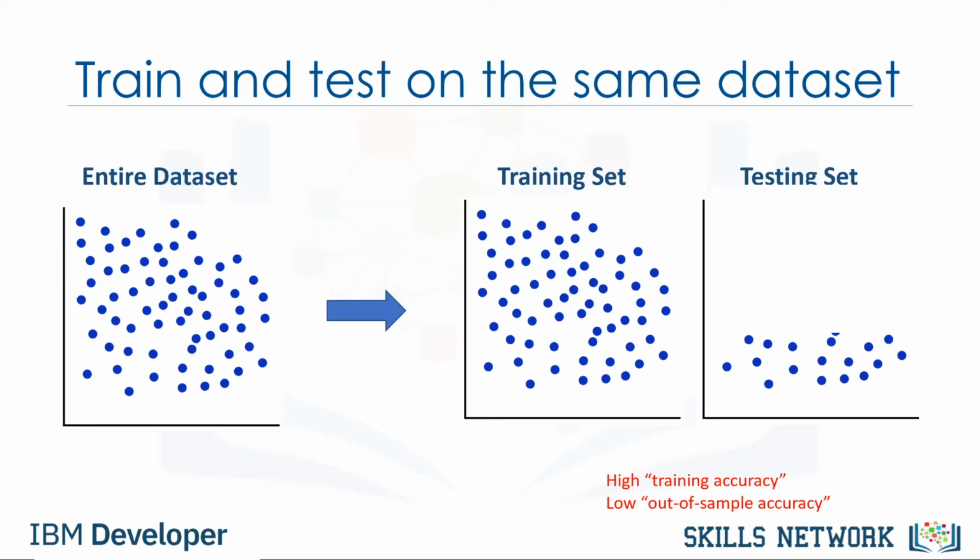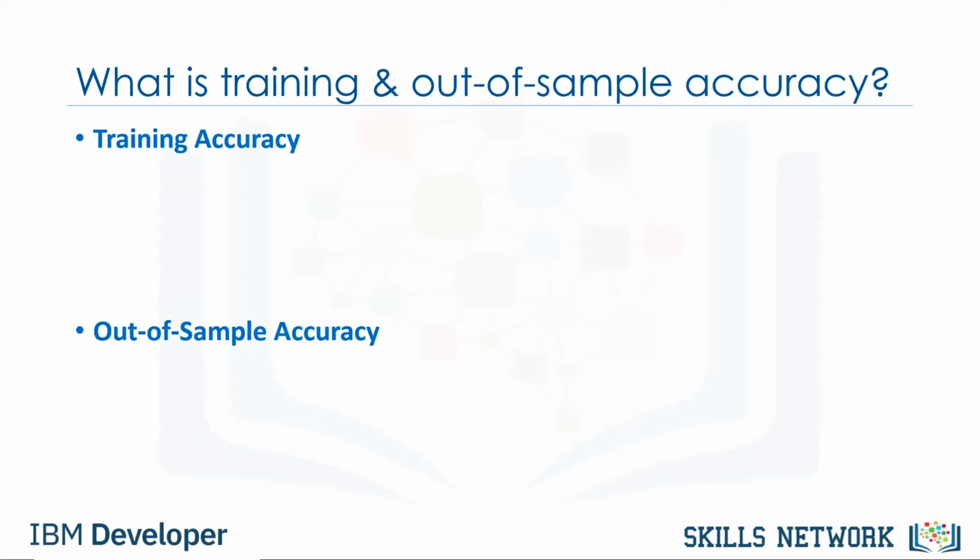This evaluation approach would most likely have a high training accuracy and a low out-of-sample accuracy, since the model knows all of the testing data points from the training. What is training accuracy and out-of-sample accuracy?